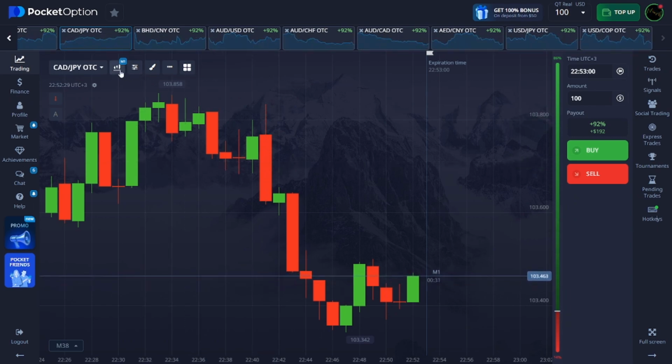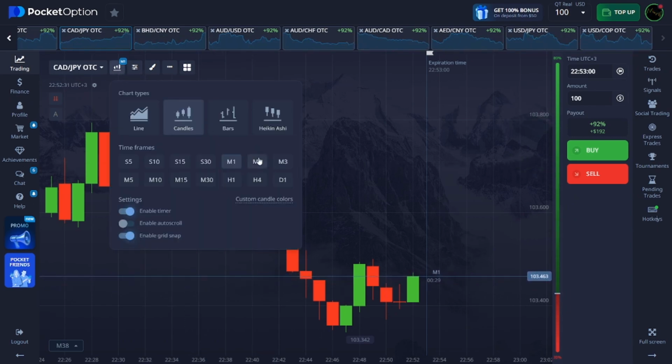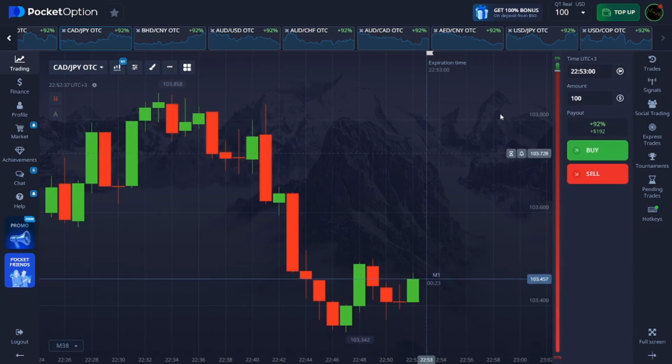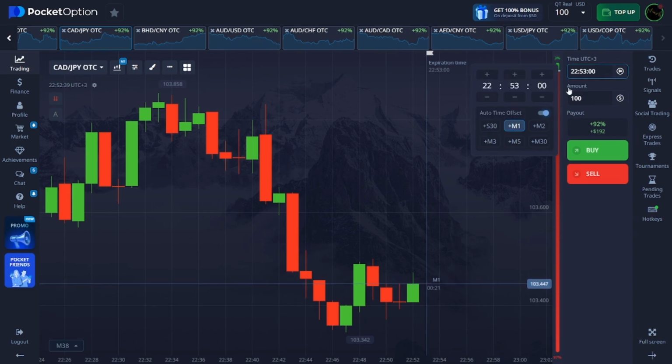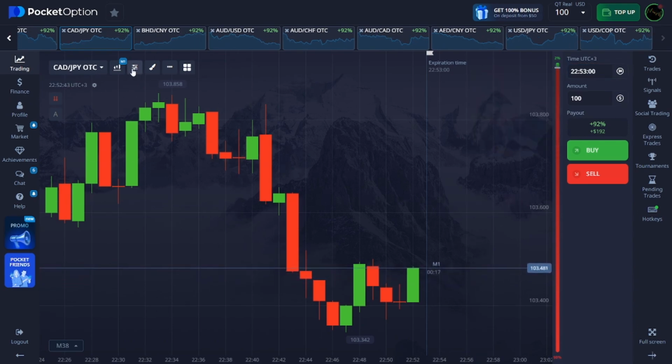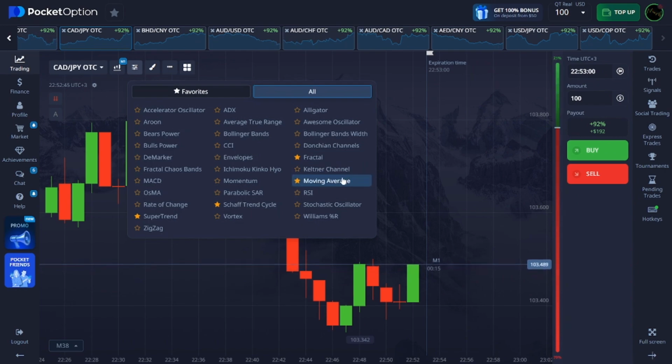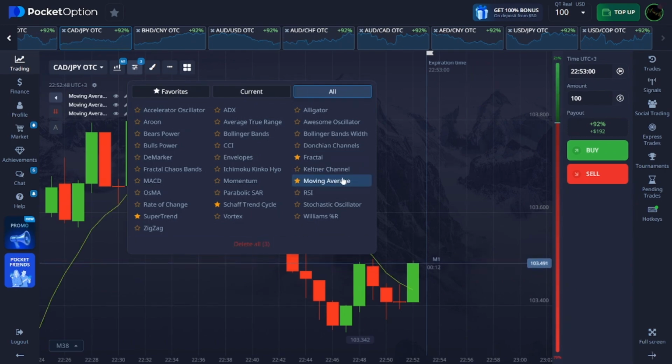So this strategy uses indicators. First of all, let me go through the settings. I use candlesticks. The duration is 1 minute. For the expiration time, I use 1 minute flag mode. Then I'll add indicators. I add 3 moving averages and the fractal.